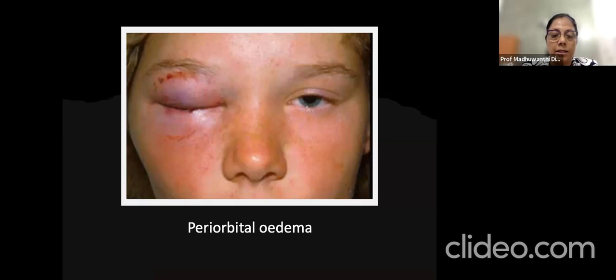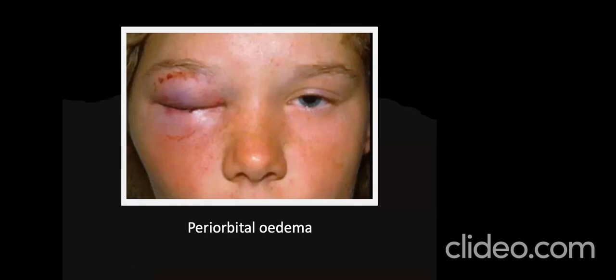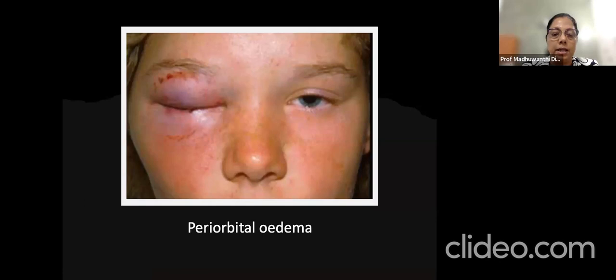Yeah, you can see that there is periorbital edema. So the thing is, we don't know what has happened inside. So it is important to check what is inside.